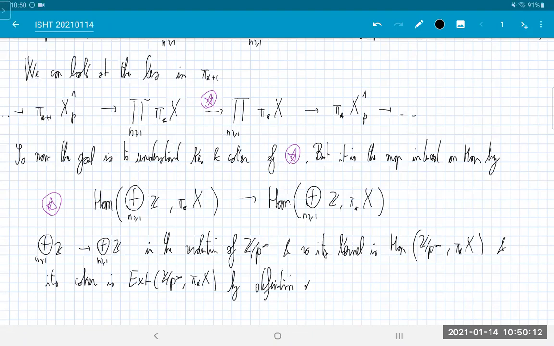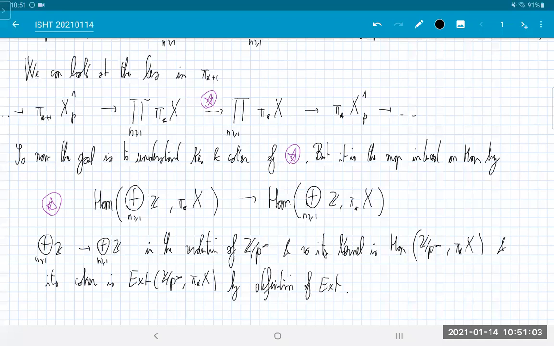Yeah, by definition of Ext, really. Hom is not my definition, of course, but it's the usual property. When you have a resolution, you can look at the long exact sequence on Hom and Ext, and deduce exactly what you wanted. Okay. So this basically concludes the proof.